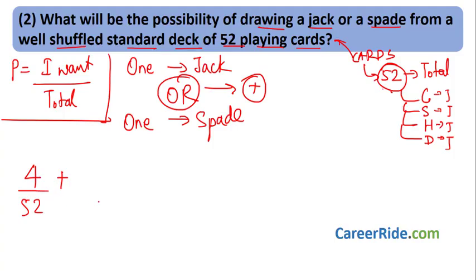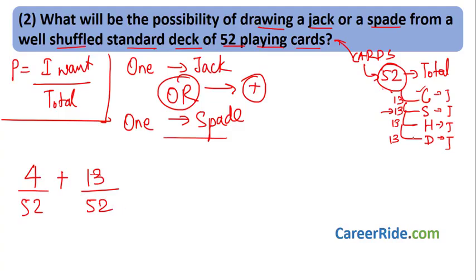Now the probability of picking out one card which is a spade. How many spade cards are there? There are 13 club cards, 13 spade cards, 13 heart cards, and 13 diamond cards, right? So there are 13 spade cards. I need one spade card. So there are 13 choices which I have. So what I want is 13 spade cards divided by the total. The total cards are 52.